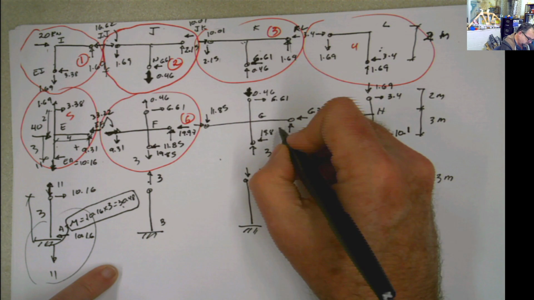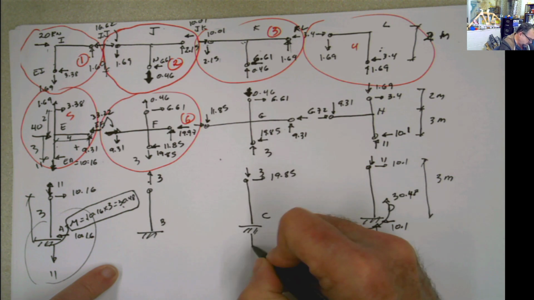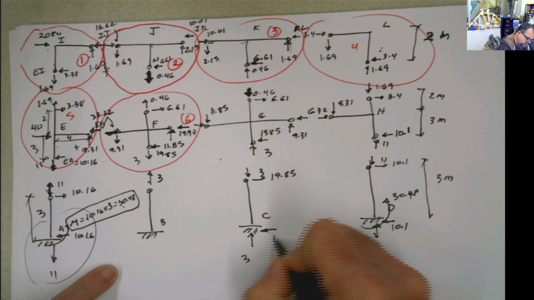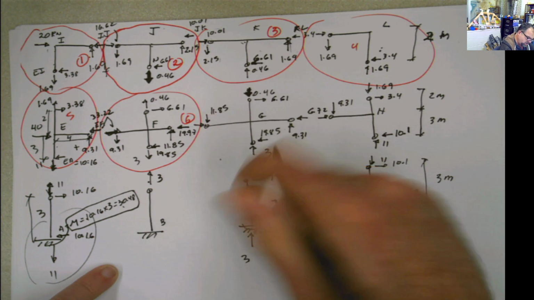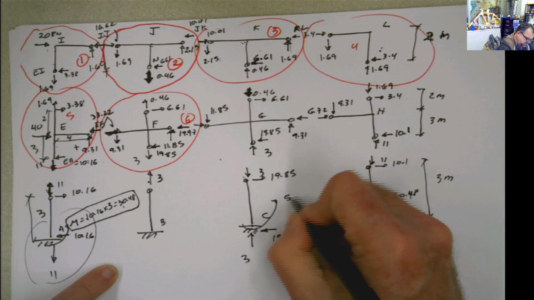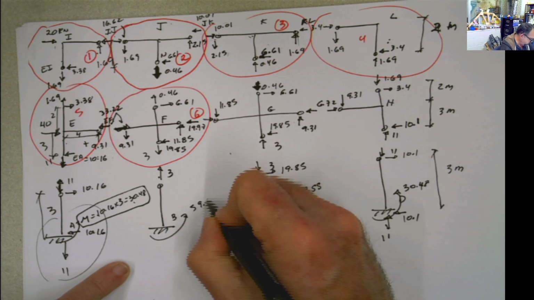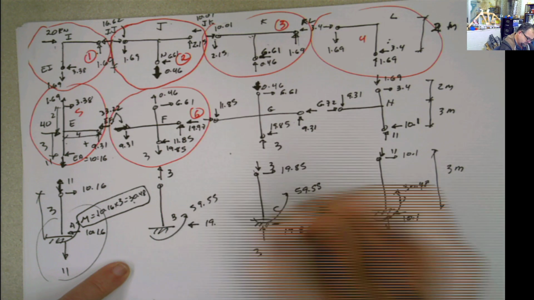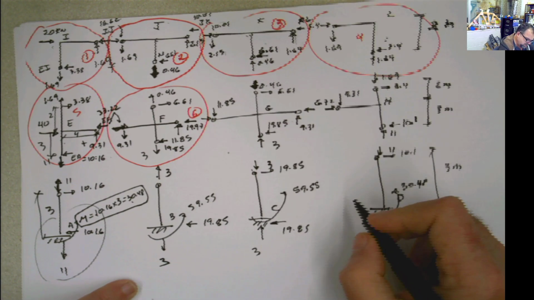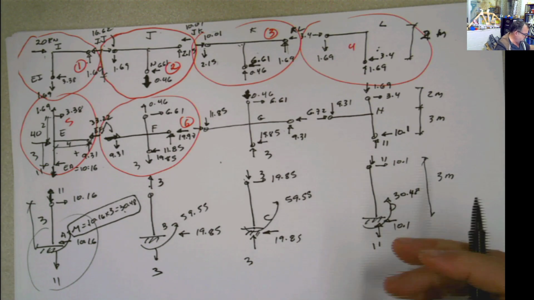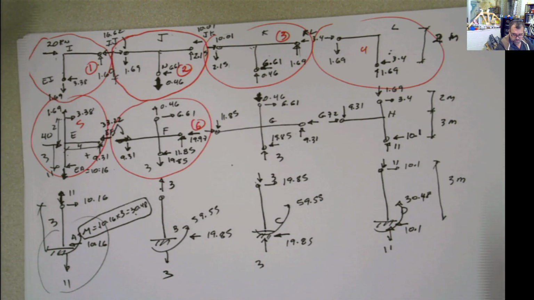19.85, which is going to be the same thing, 19.85. And you transfer that, 3, 19.85. Summation of moments here. This is going to be 3 times this, because this is 3. 59.55, and this is gonna be the same because it's symmetric. And I don't know if I'm missing any value somewhere, but if I am, you can do it. Now once you have this, you can go and draw your shear moment diagrams and finish.